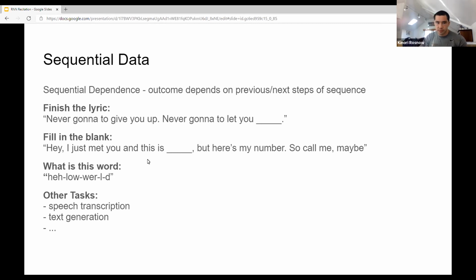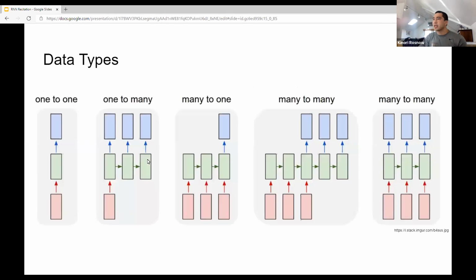So let's talk about the data types. There are many different ways of modeling, and my face is in the way of part of this already. There are many different types of data. One-to-one would be something like what we did for homework 1, part 2, where you have your current time step mapping to exactly a single sound or phoneme or letter, anything.